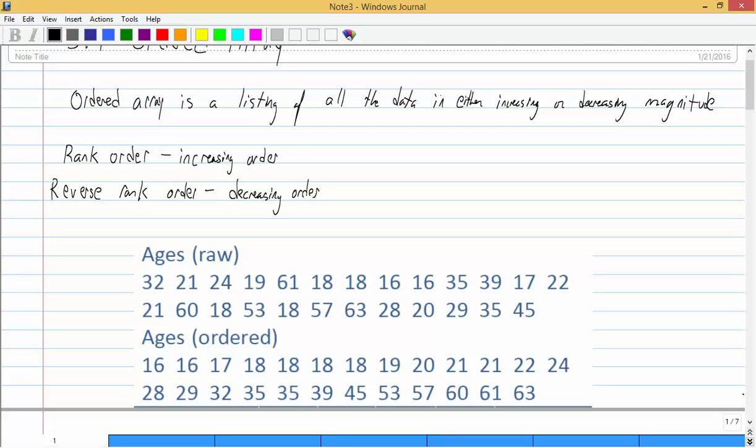So here's a raw set of data and then what it would look like when it was ordered. We're going to have to do this kind of stuff whenever we're trying to figure out maybe the mode. The median, we have to do this. You don't have to do it for the mode. But when we start going over some fun statistics type stuff, we'll have to order the data sometimes.